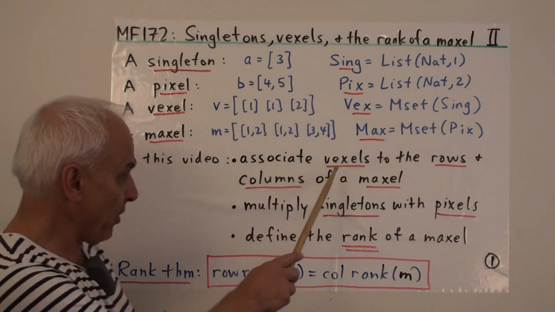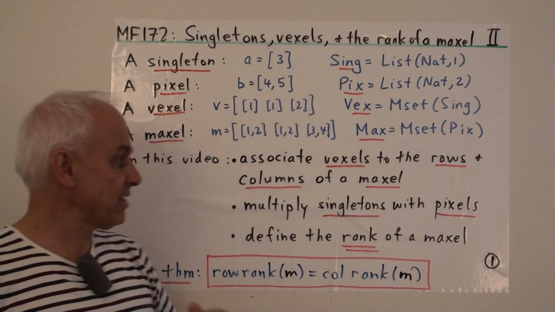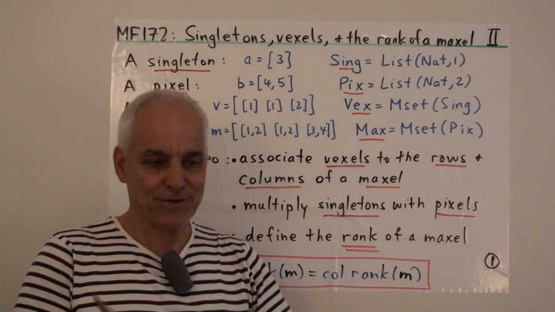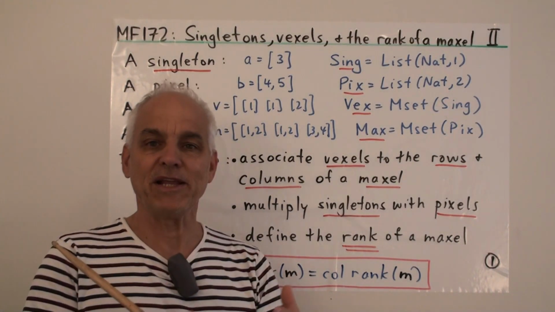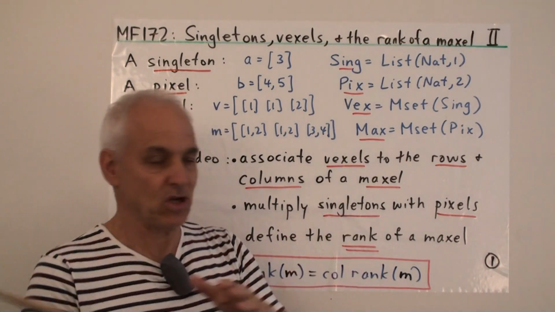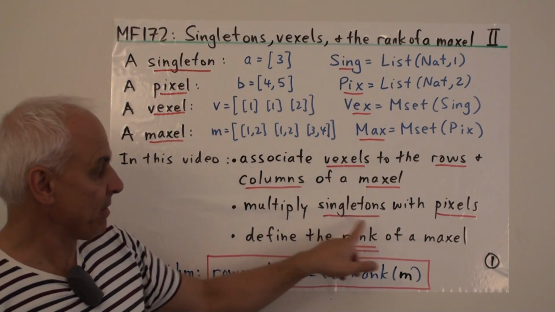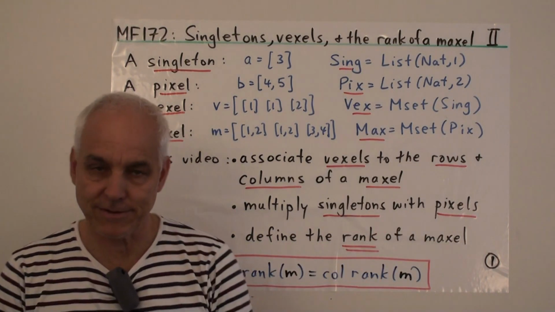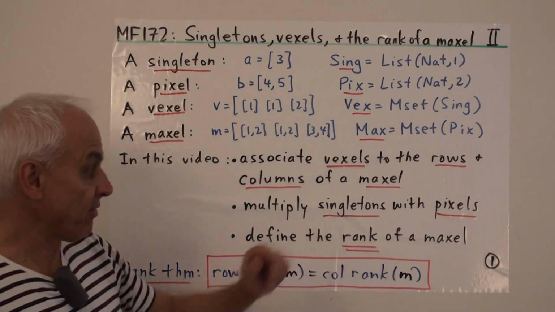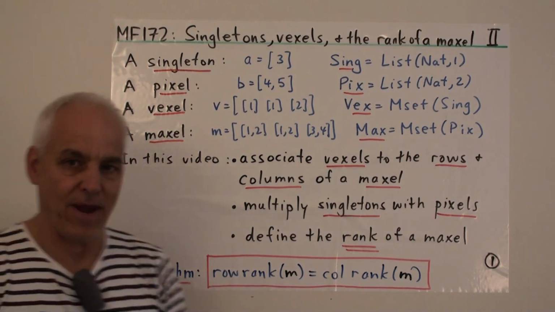So in this video today we're going to associate vexils to the rows and columns of a maxil, allowing us to move more freely from two-dimensional objects to one-dimensional objects and back and forth. And to make that a little bit easier, we'll define multiplication of singletons with pixels. Then we're going to move towards the rank of a maxil and this rank theorem.